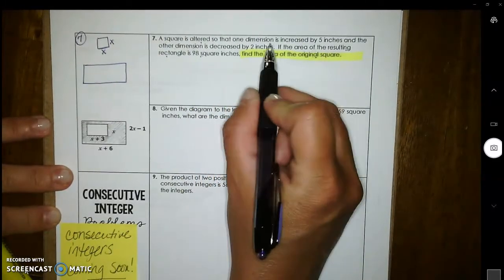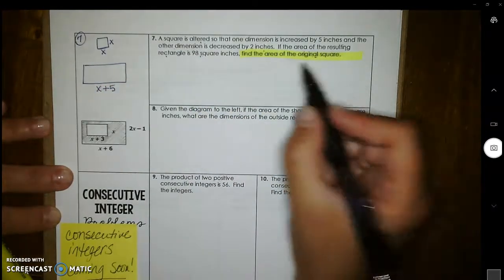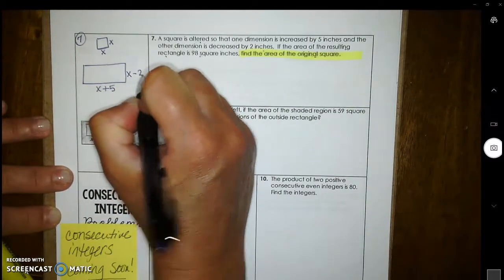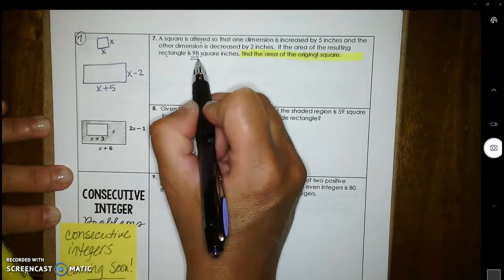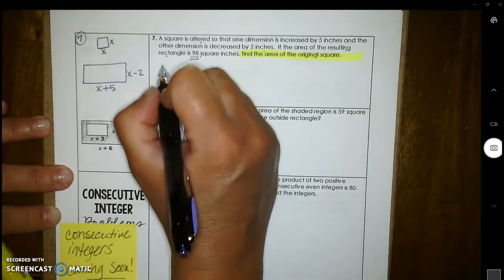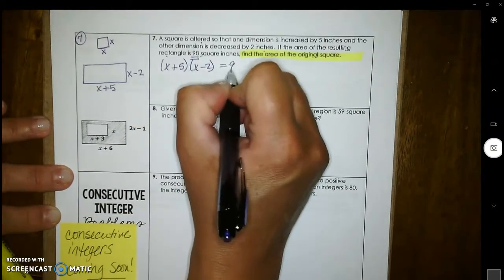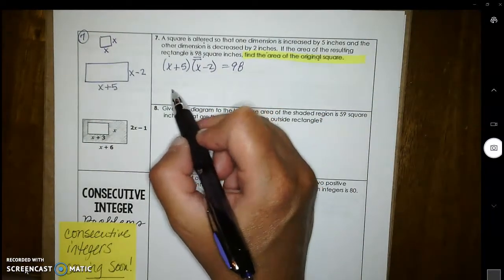And so one dimension is increased by 5. Let's just make it this one. The other dimension is decreased by 2, so x minus 2. The area of the resulting is 98, so I'm going to multiply these two together and set it equal to 98.